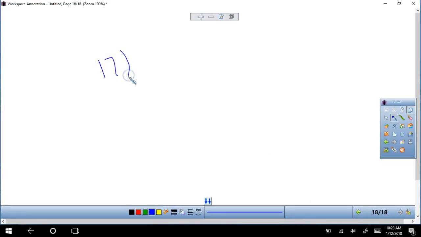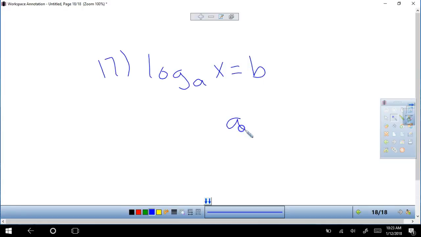Number 17. By rule, log base a of x equals b means a to the b equals x. So for this one, we get 4 squared equals x.